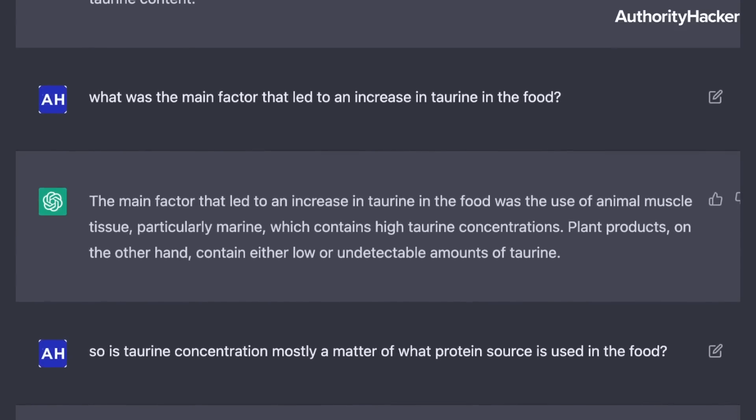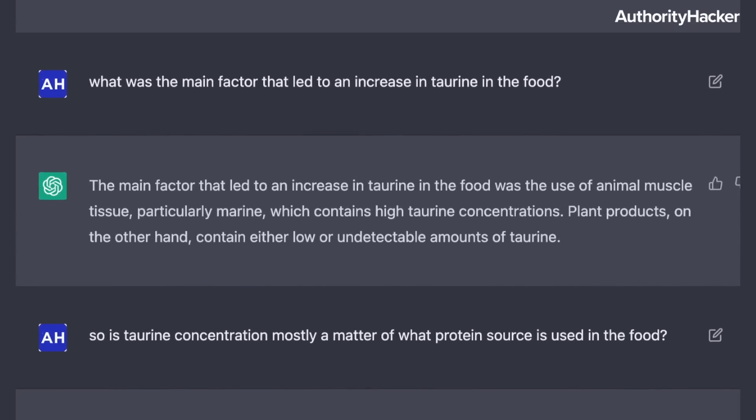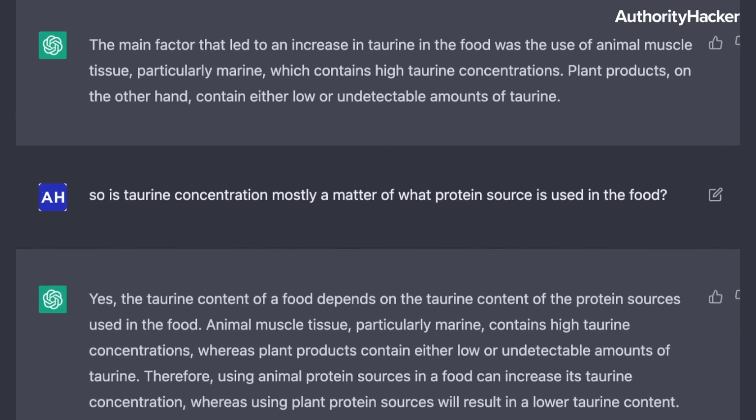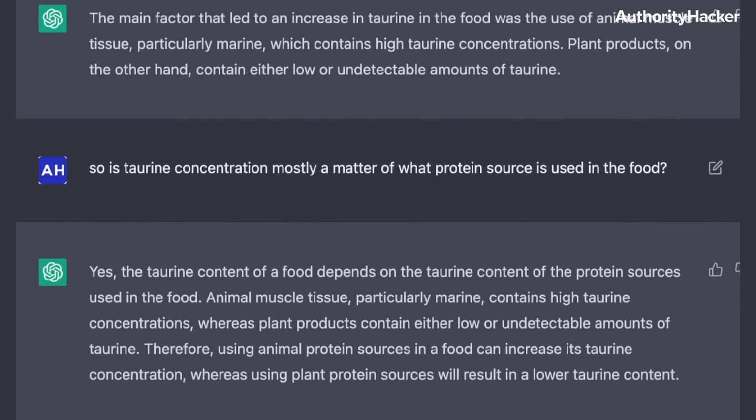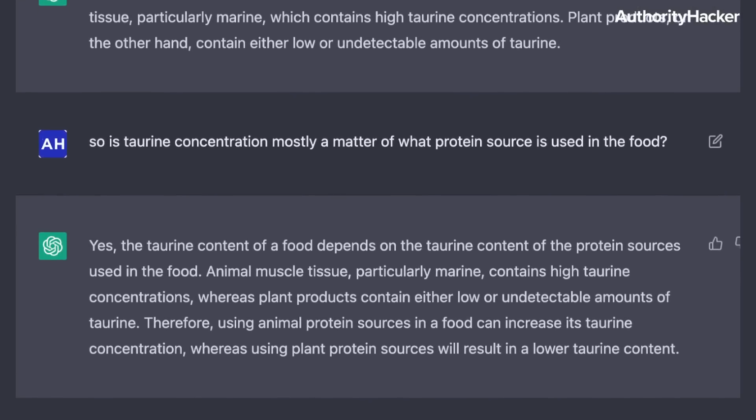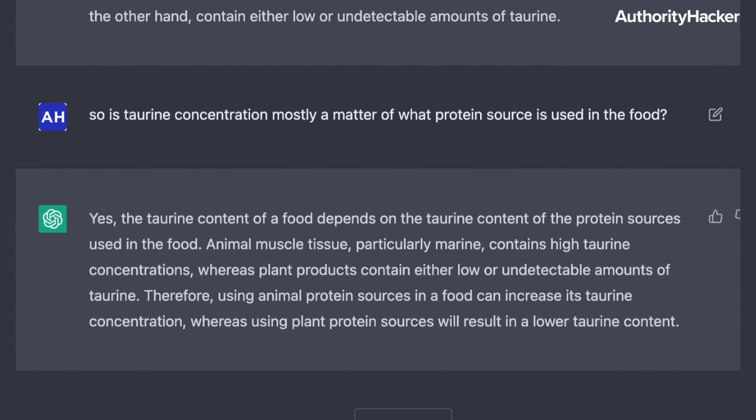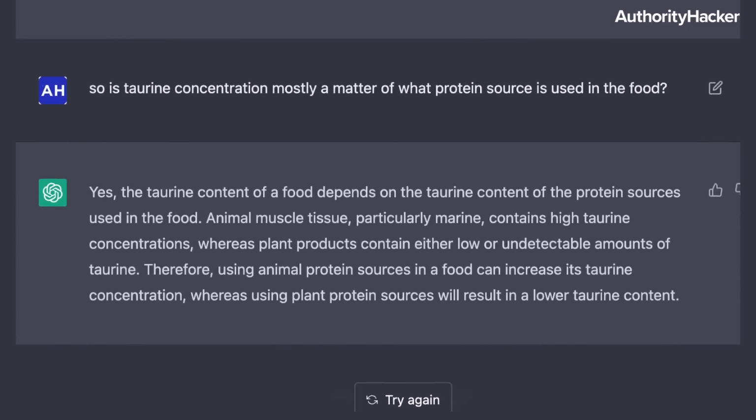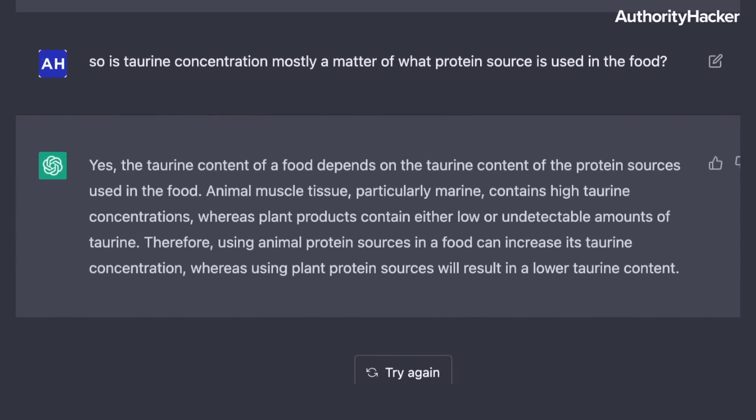So basically, if you have more animal protein, it works better. And I asked, so is taurine concentration mostly a matter of the protein source used in the food? It said, yep, it depends on the taurine content of the protein source used in the food. Animal muscle tissue contains high taurine concentration, whereas plant products have a low detectable amount. And so you see the idea. I'm basically getting my conclusion in plain English as if I was talking to a vet, right?